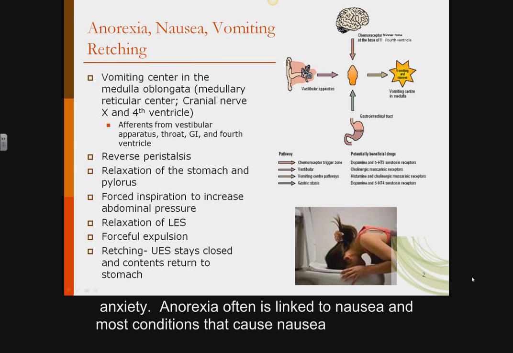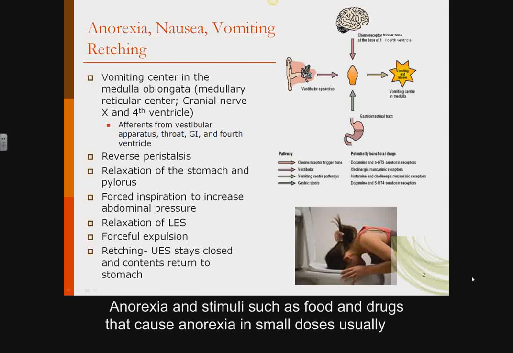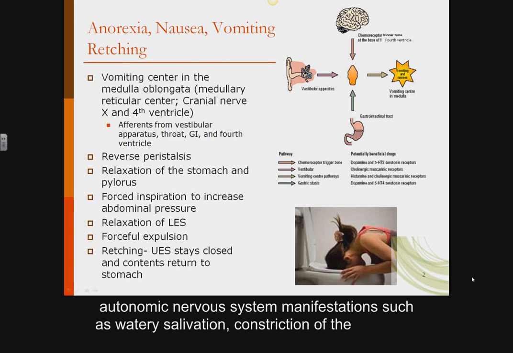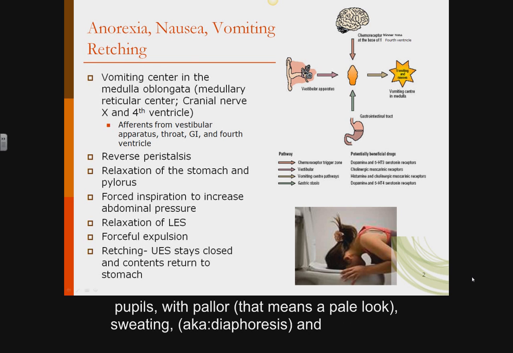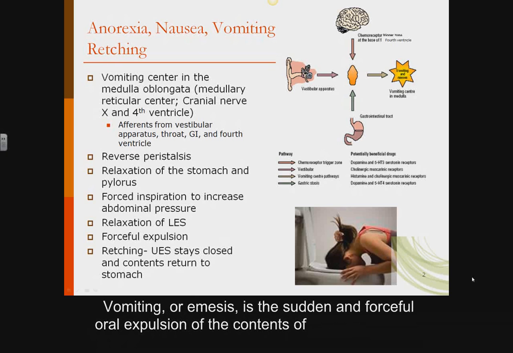Anorexia often is linked to nausea, and most conditions that cause nausea and vomiting also produce anorexia. As I just said, nausea usually is preceded by anorexia, and stimuli such as food and drugs that cause anorexia in small doses usually produce nausea when given in larger doses. Nausea frequently is accompanied by autonomic nervous system manifestations, such as watery salivation, constriction of the pupils with pallor, that means a pale look, sweating, diaphoresis, and tachycardia. Nausea may function as an early warning signal of a pathologic process.